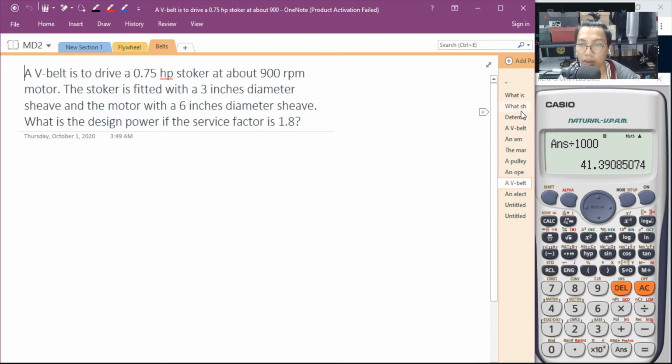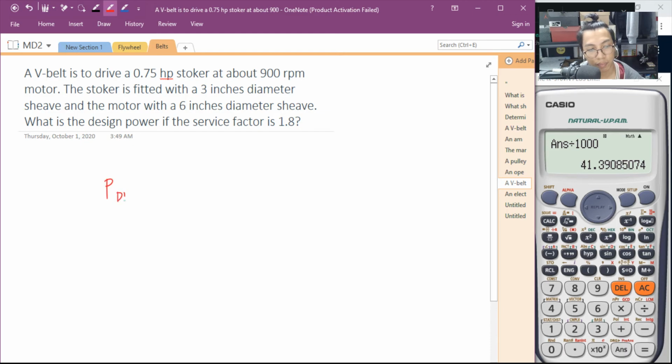Tama ba? 1, 2, 3, 4, 5. Number 8 pala yun. So, number 9. A V-belt is to drive a 0.5 HP stoker at about 900 RPM motor. The stoker is fitted with a 3-inch diameter sheave and the motor is with a 6 inches diameter sheave. What is the design power if the service factor is 1.8?